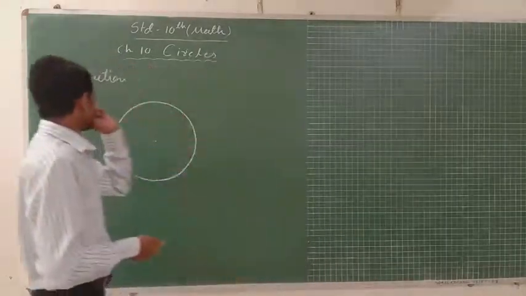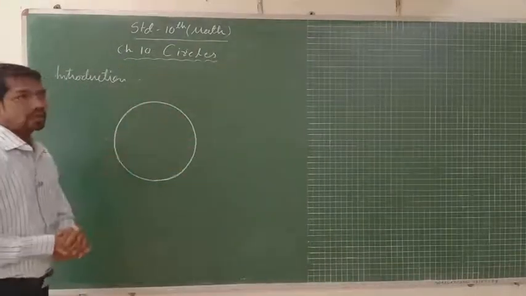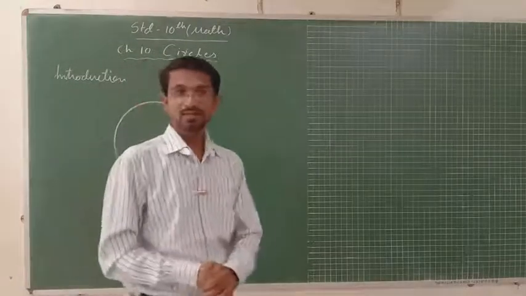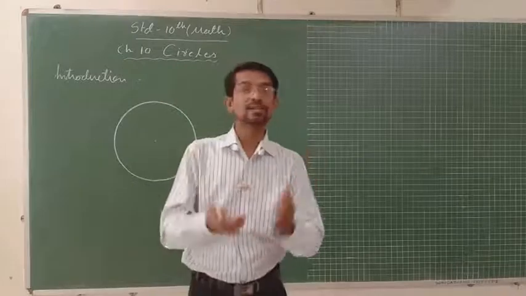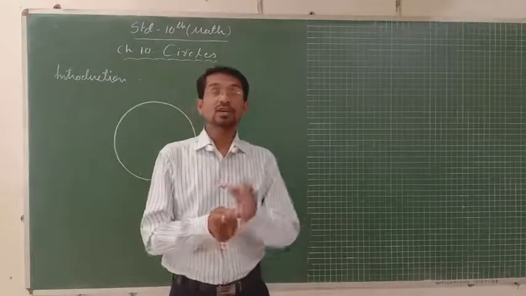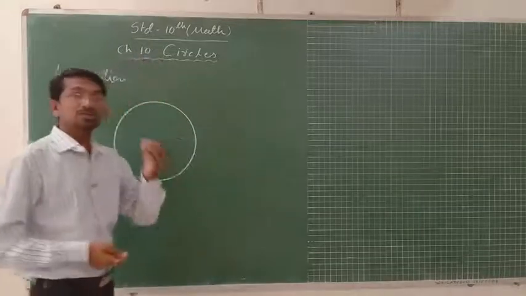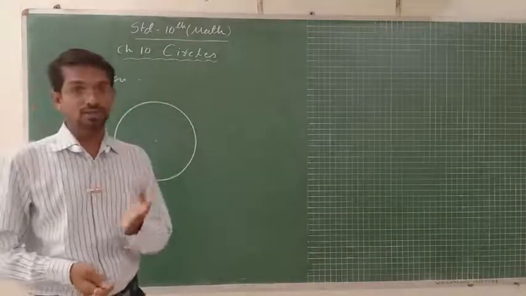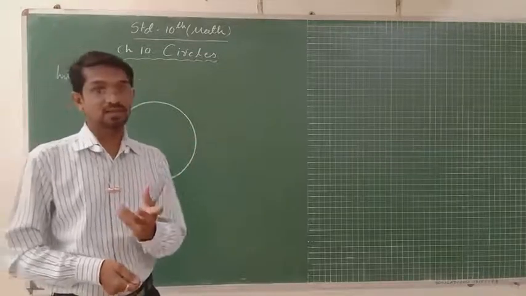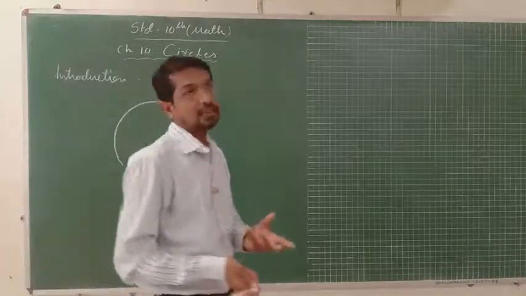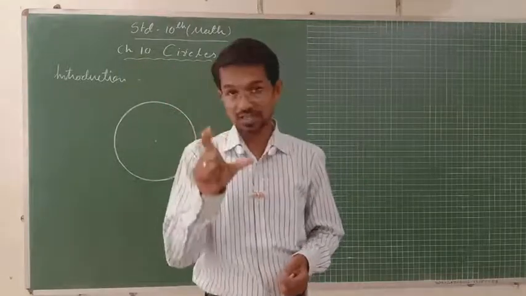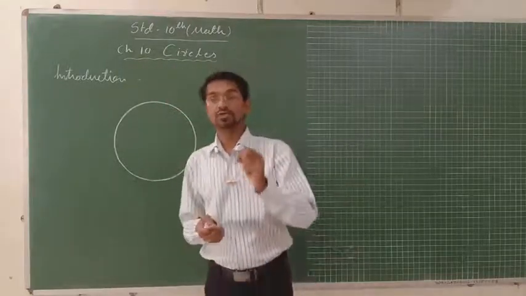See, the introduction part of the circle, we know very well. You know what a circle is. Just recall what is meant by a circle. It is the locus of a point which is at a fixed distance from a fixed point. That is called the circle. What is locus? Locus of a point is a path. So in short we can say it is a collection of points which are at a fixed distance from the fixed point. That is called a circle.